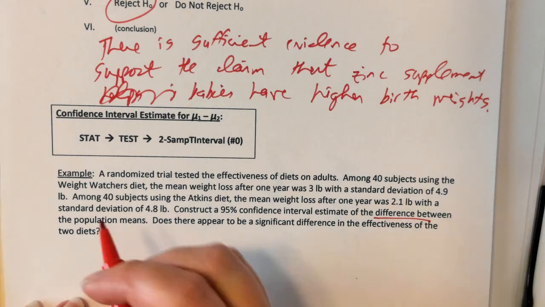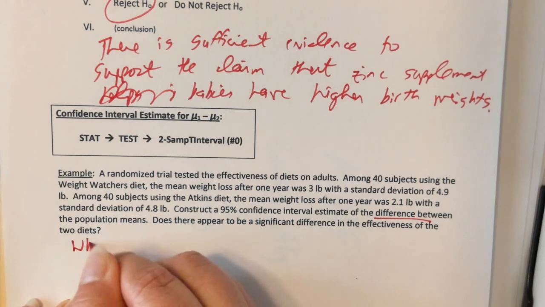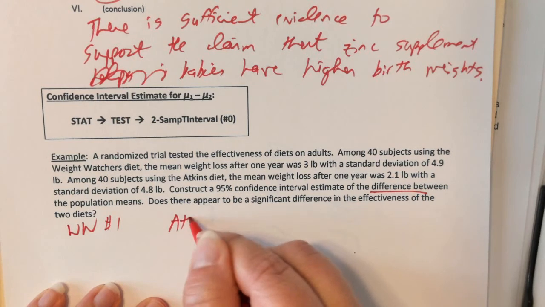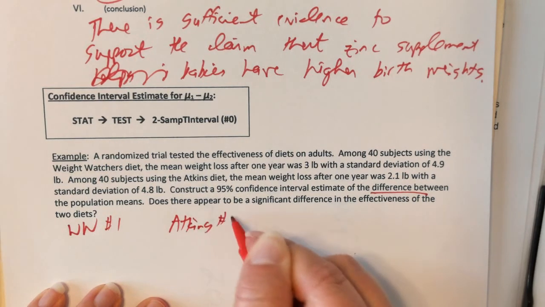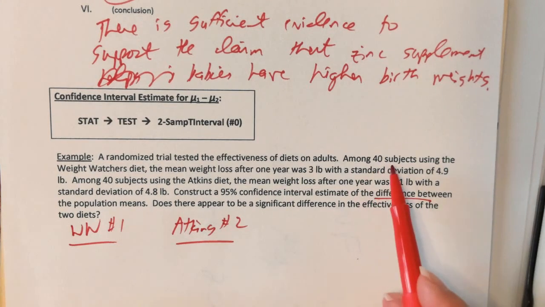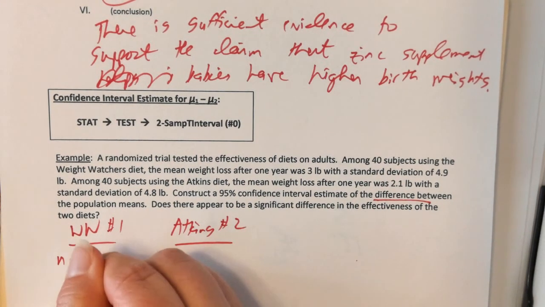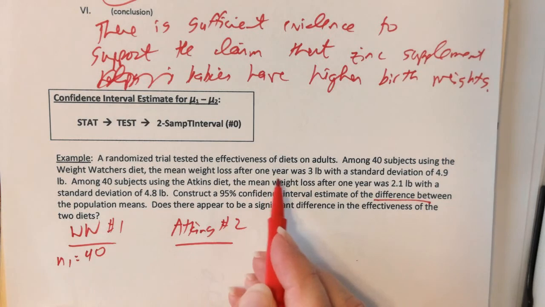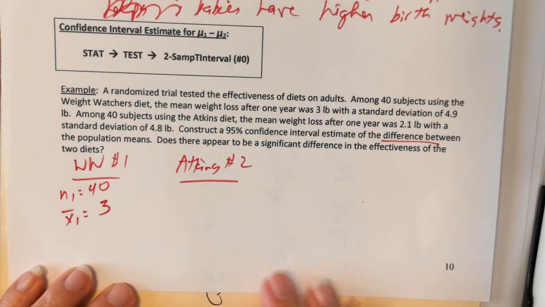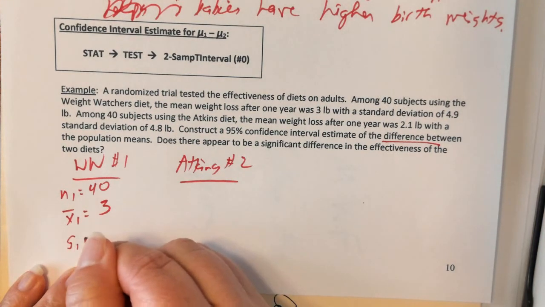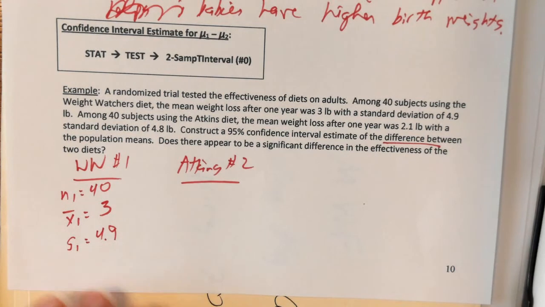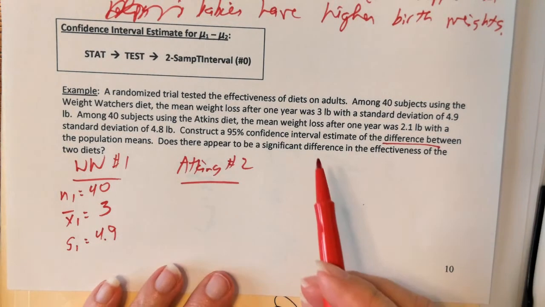Okay? All right, so our 2 groups, we had Weight Watchers. I'm going to abbreviate that as WW. I'm going to let that be group 1. And Atkins was our other one. We'll let that be group 2. In both groups, we had 40 people, 40 subjects using Weight Watchers. So n1 is 40. Mean weight loss was 3 pounds. So x̄1 is 3. Standard deviation from group 1 was 4.9. 3 pounds does not seem like a lot of weight to lose, but anyway, all right.